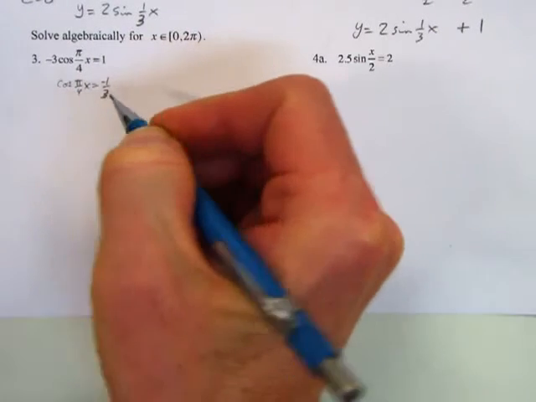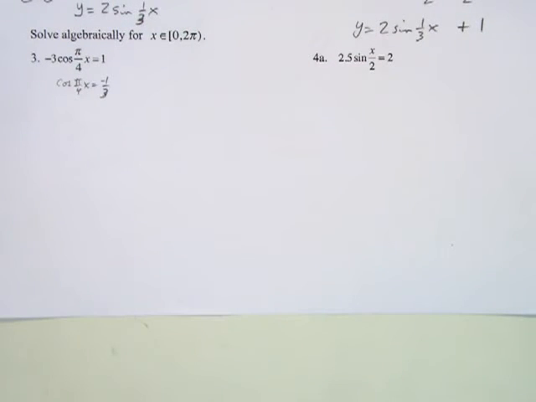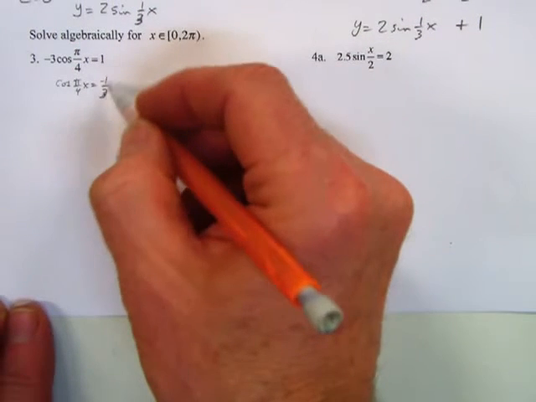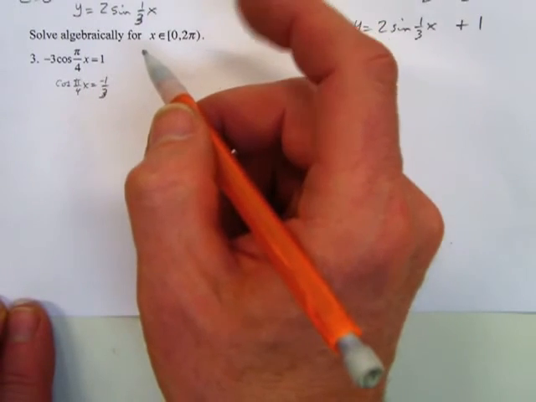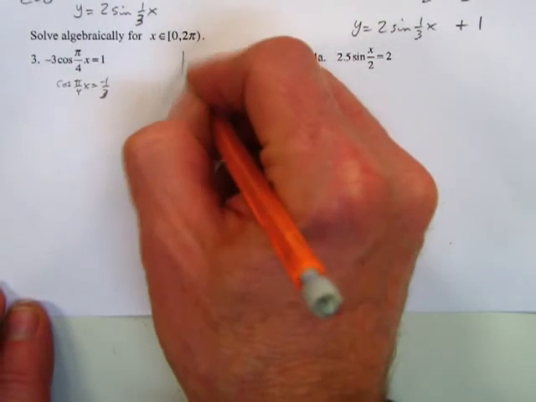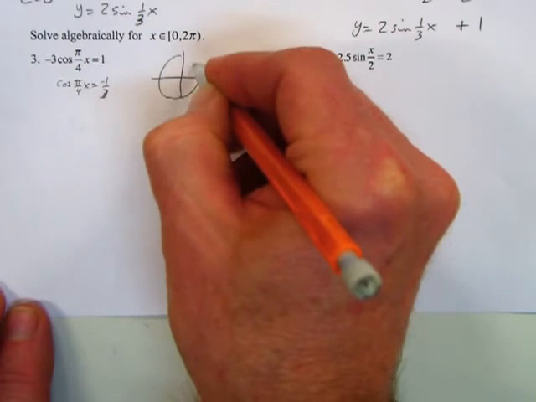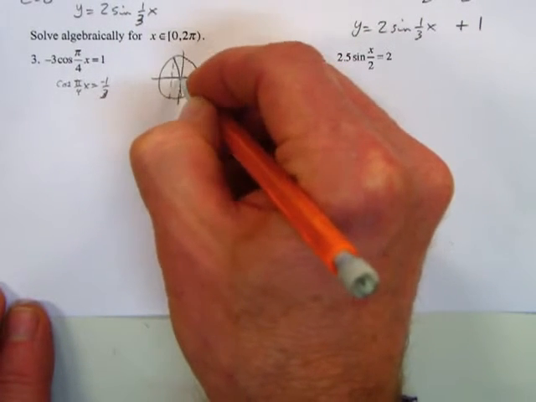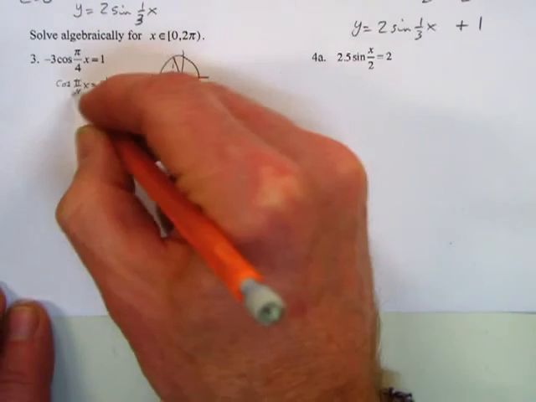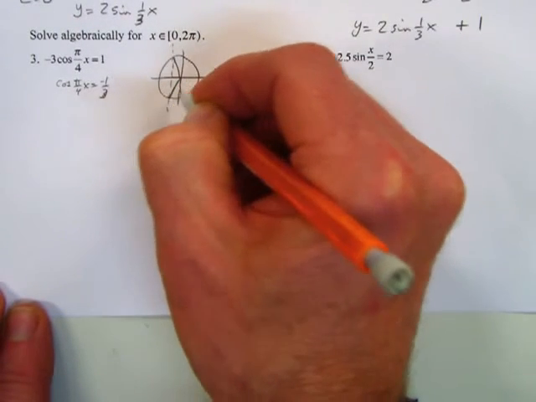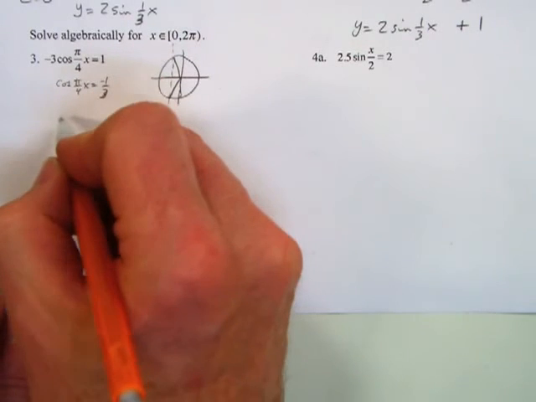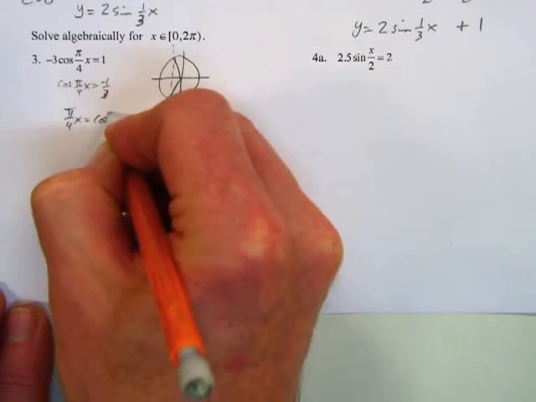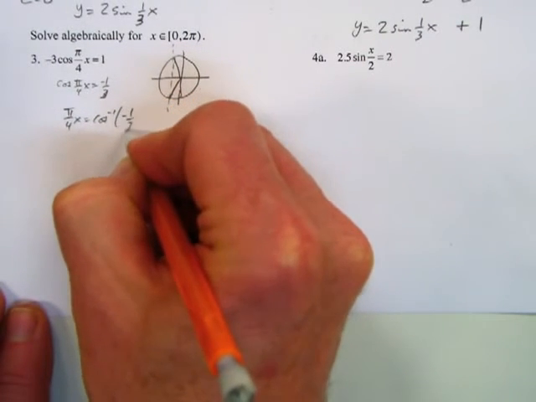What do you notice about this problem versus problem number 1? This one is not a unit circle value, whereas in the first one -1/2 was. We're still going to use a unit circle because we want to see how many solutions there are here, and we can see that there are 2 here. Remember, cosine is x, so x equals -1/3. Now what we're going to do is solve for this, so pi over 4x equals the arc cosine of -1/3.